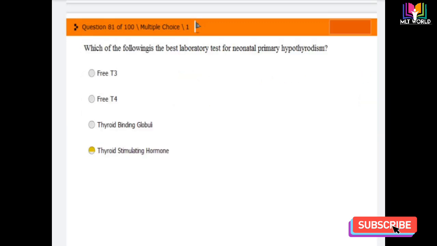Question number 81. Which of the following is the best laboratory test for neonatal primary hypothyroidism? Options are free T3, free T4, thyroid binding globulin, and last option is thyroid stimulating hormone. Last option is the correct answer. Thyroid stimulating hormone, TSH, is the best laboratory test for neonatal primary hypothyroidism.